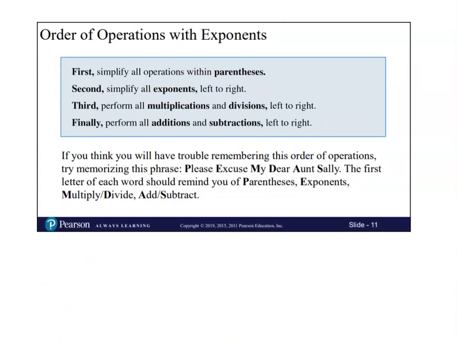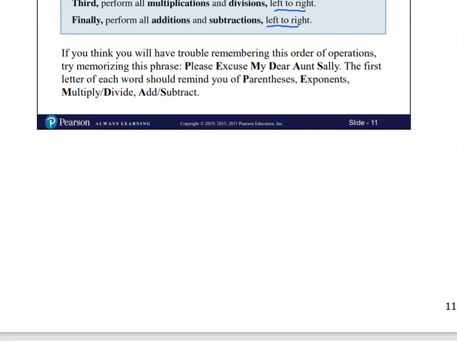Order of operations with exponents. First, simplify all operations with parentheses. Second, you're going to simplify your exponents. Third, perform all multiplications and divisions from left to right, and then additions and subtractions from left to right, which we've talked about before in class. Please excuse my dear Aunt Sally is the acronym for remembering that.